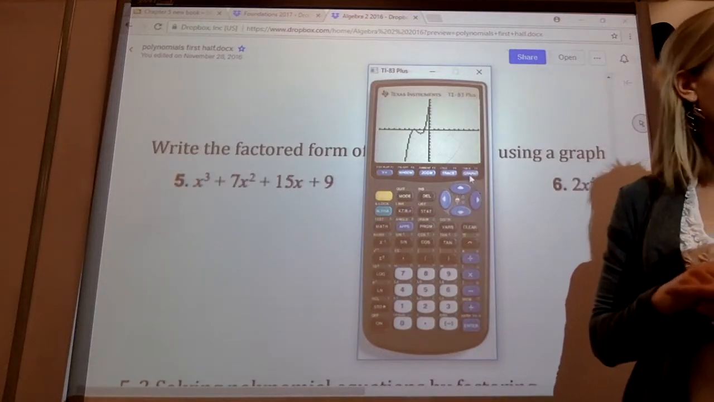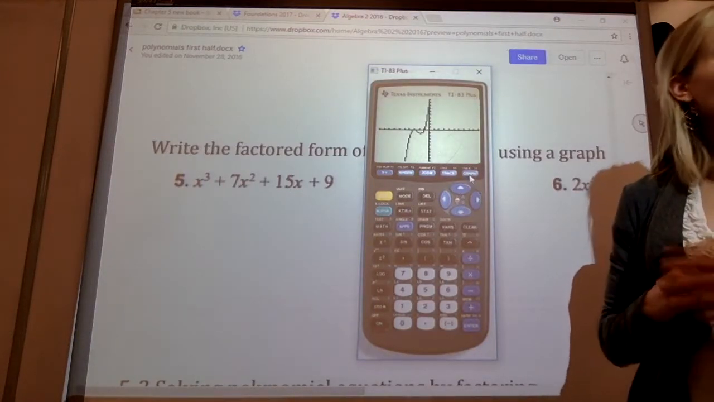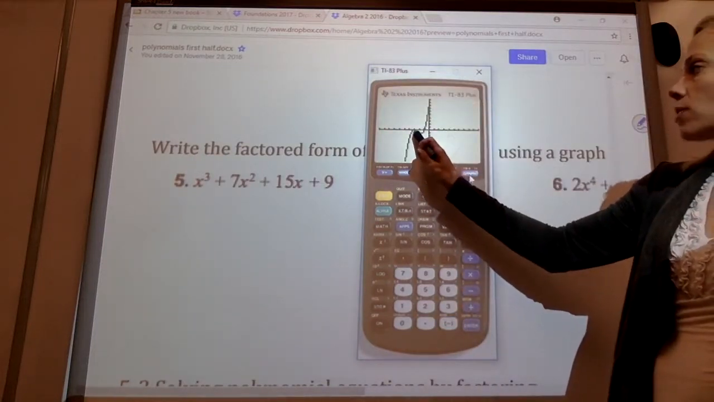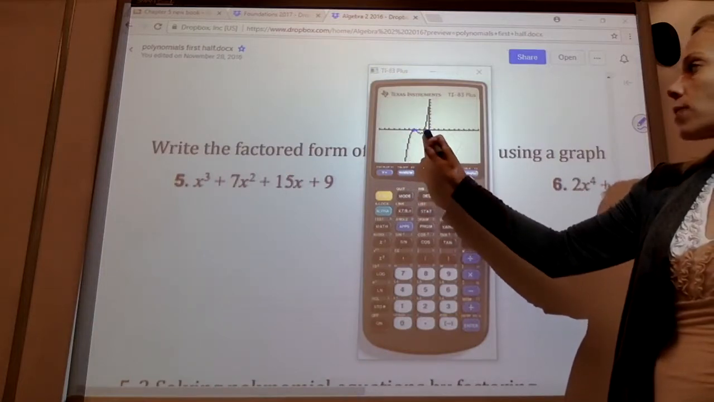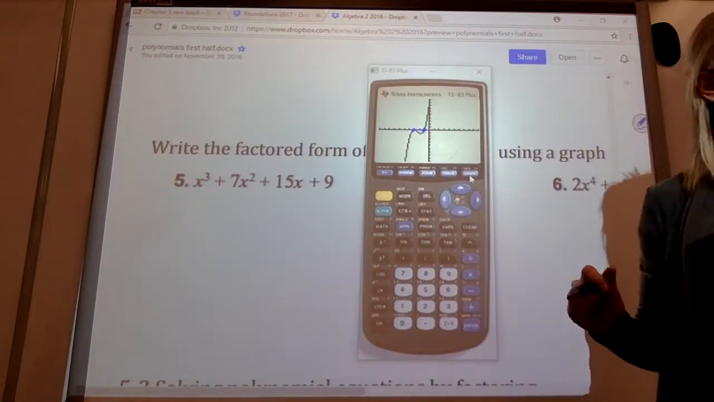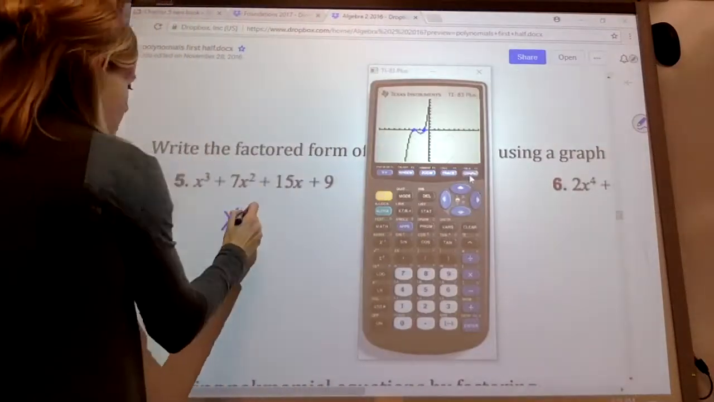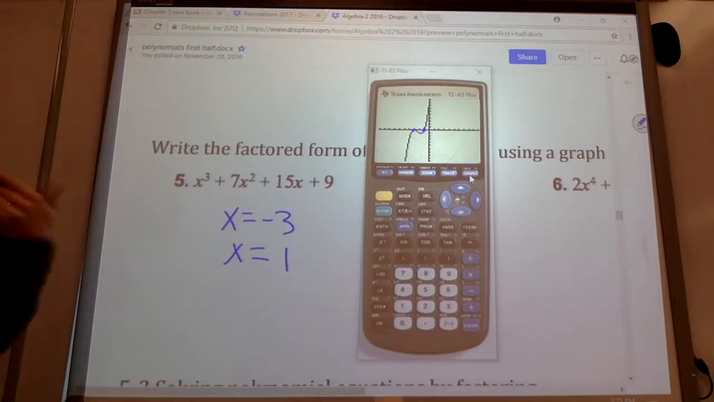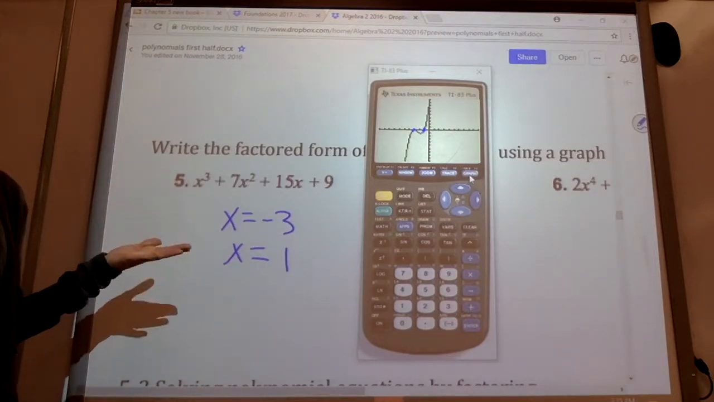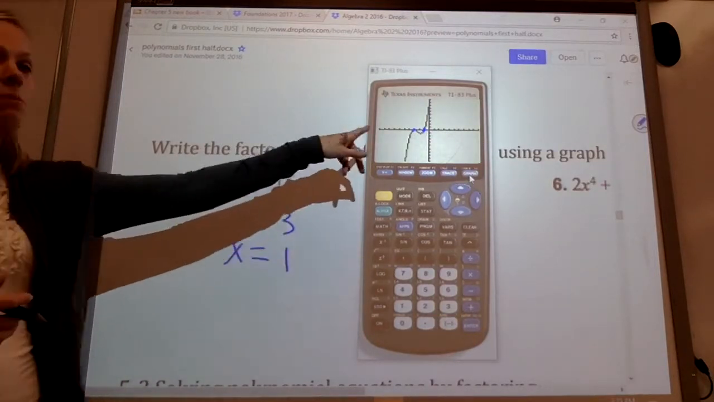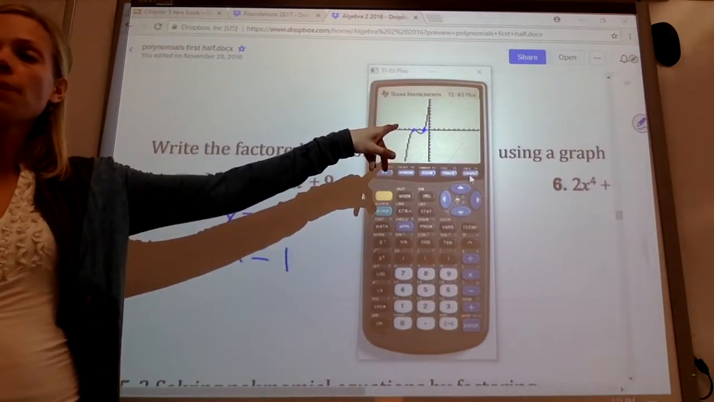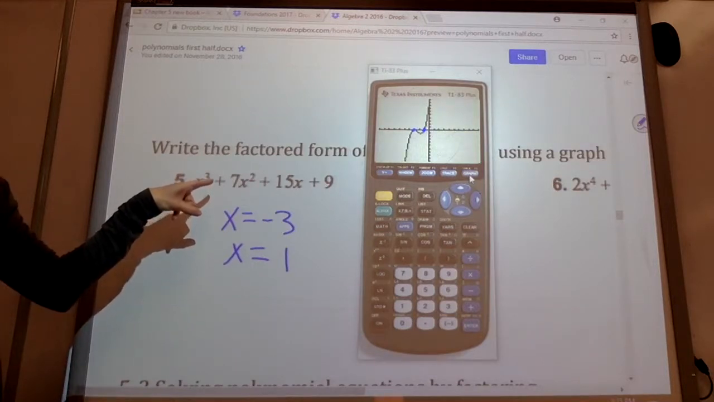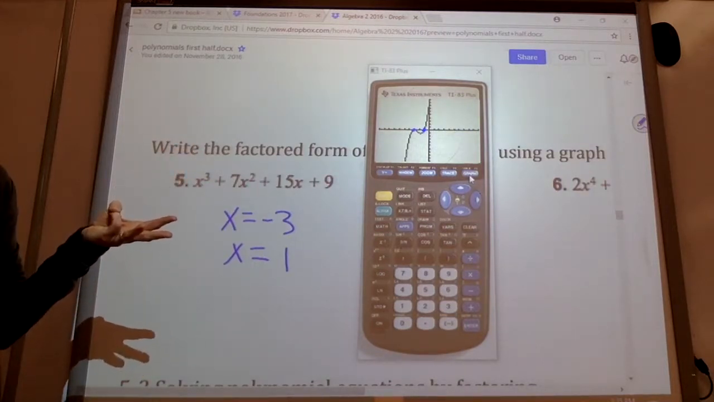And what are you looking for on your graph? Where are my roots occurring? Where it crosses the x-axis. Very good. So what I see here is it's crossing the x-axis at -3 and -1. That means those are my roots. X equals -3, x equals -1. Right? That's how you can check yourself on your homework too. Graph it and see if your solutions match your graph. But the big thing I'm missing here is if this is a cubic function, I need 3 roots, okay?